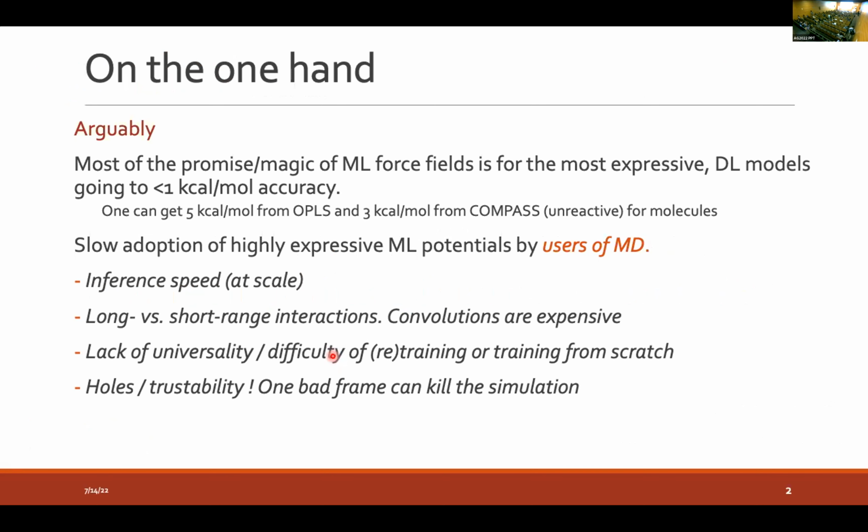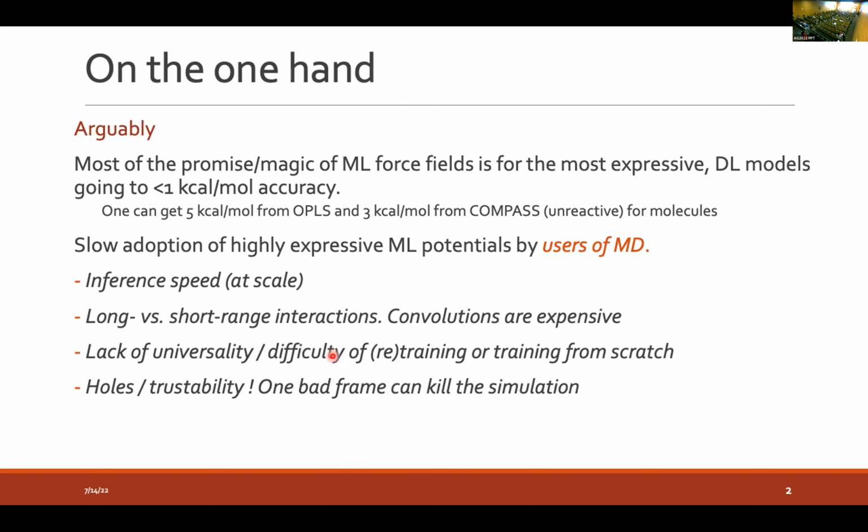I think we're all excited about neural network potentials. It's obvious, right? They're amazing. They can fit to uncanny accuracy. And I think the most fun comes when we really hit those accuracies. For folks that have been fitting classical potentials, we can get 5 kcal with bonds and angles and dihedrals. We can get 3 kcal with cross terms and all sorts of extra classical terms, unreactive, of course. And then there is this barrier of adoption, which I think it's our job to convince people to use these tools to some degree.